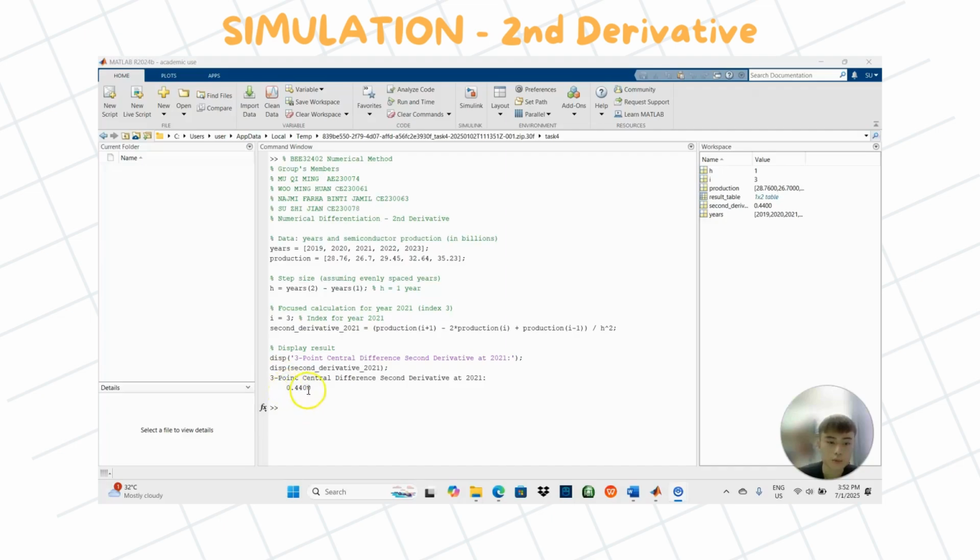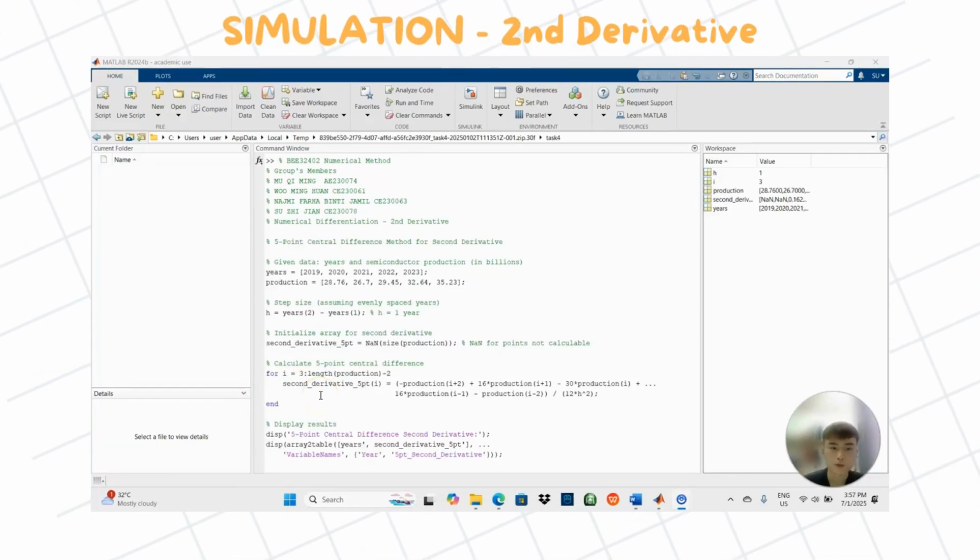Then we will get the 3-point center difference second derivative at 2021, and the result is 0.44, the same as the manual calculation. And this is for the MATLAB simulation. So that's all for me. Thank you very much.